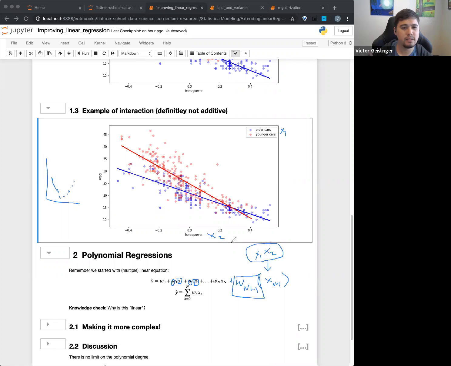Cool. Make sense so far? Any questions on that interaction or how that comes into play? No? I have a question. Yeah. I get the process, but why do you multiply the features together?